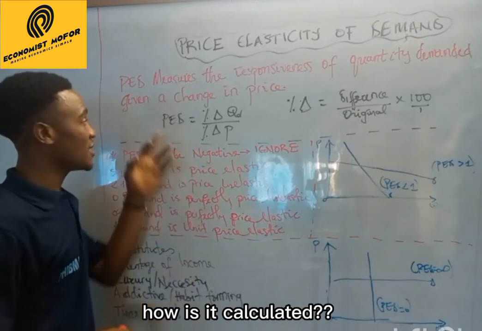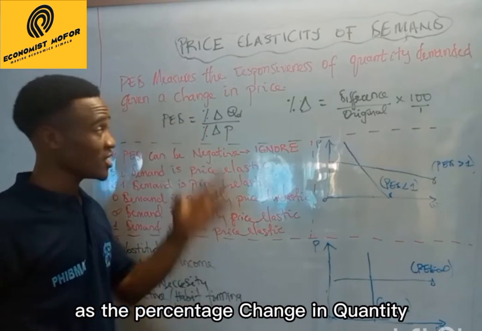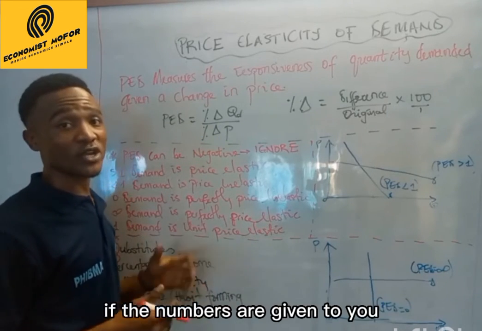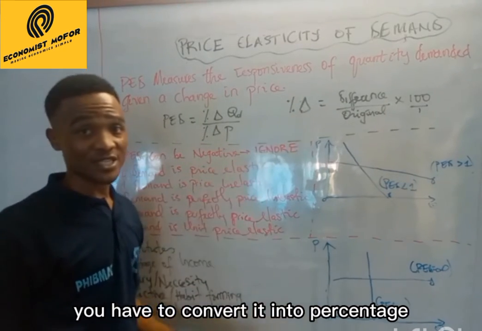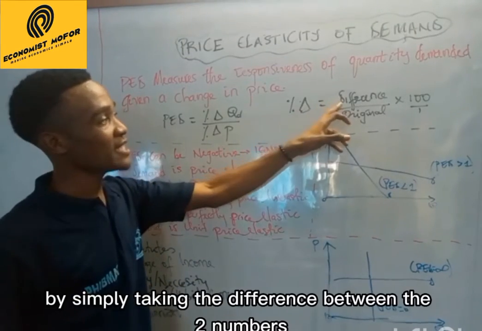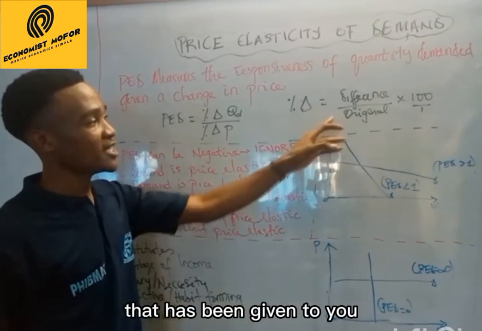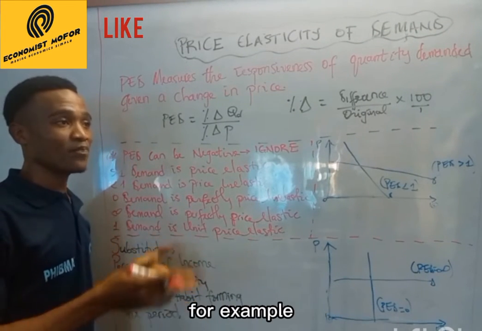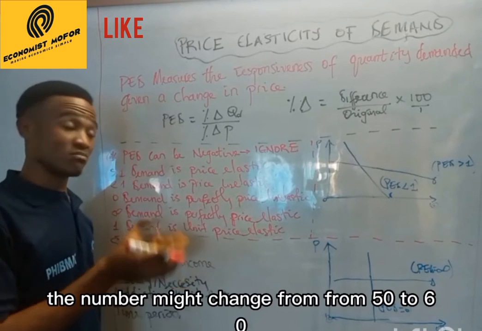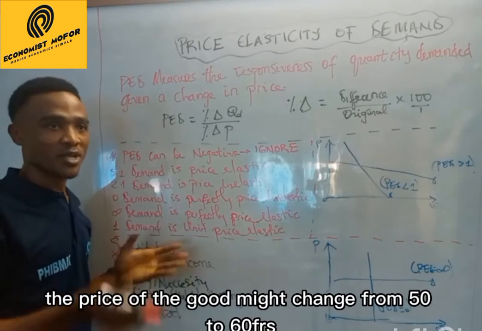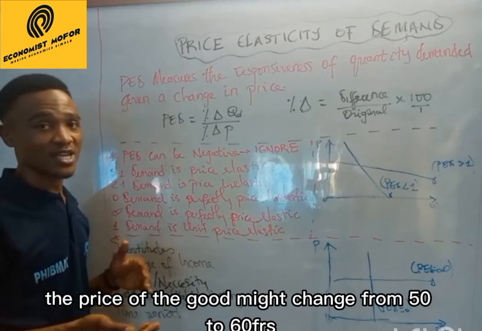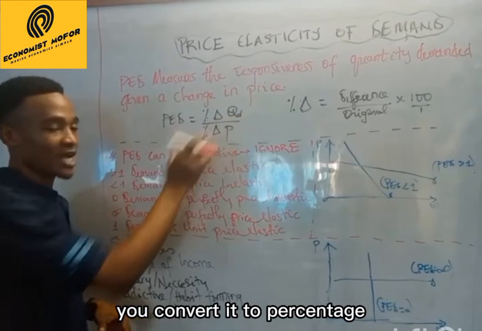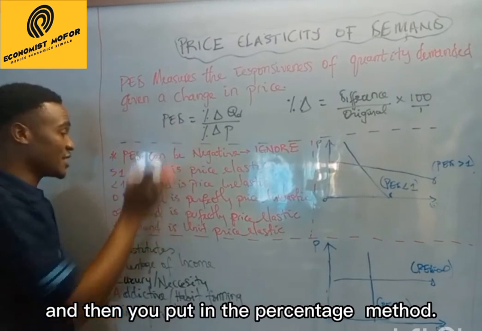How is it calculated? Price elasticity of demand is calculated as the percentage change in quantity demanded over the percentage change in price. If the numbers are given to you as whole numbers, you have to convert them into percentages. How do you convert? By simply taking the difference between the two numbers given to you, divided by the original number, times 100 over 1. For example, the price of the good might change from 50 to 60 francs. So the original number there is 50 francs. You use that formula to convert to a percentage, and then you put it into the percentage method.